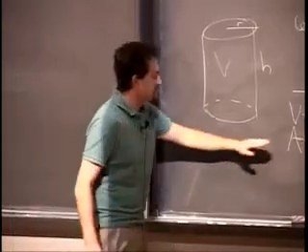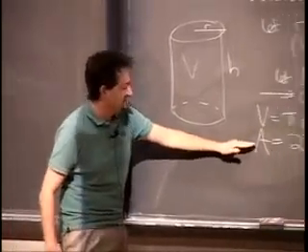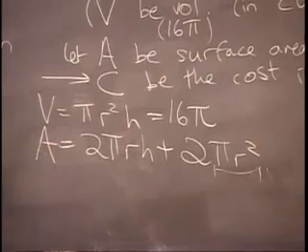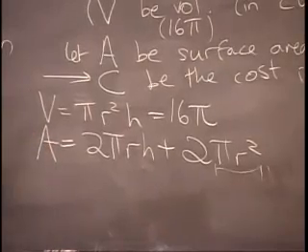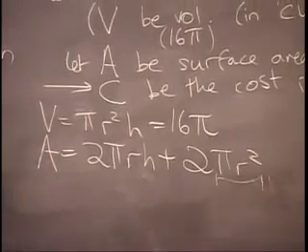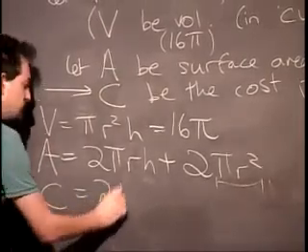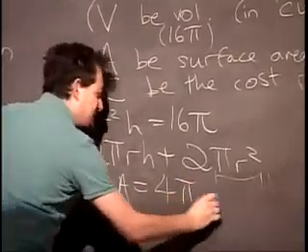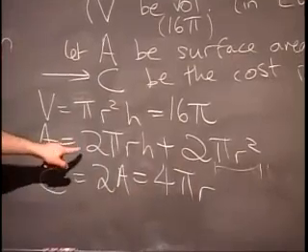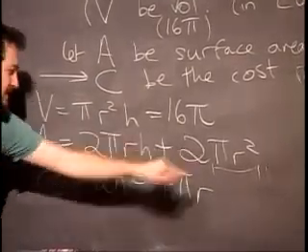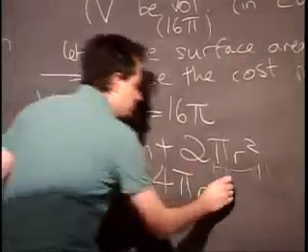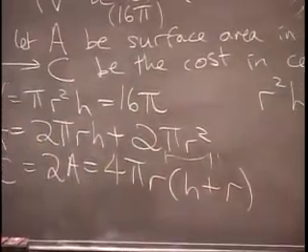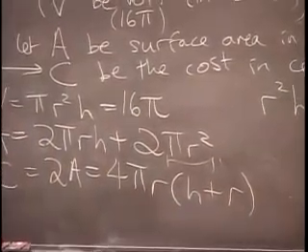So let us just go back to this A here and ask yourself, what is the cost? Well, that's the area in square inches. The cost is 2 cents times this. So since we're working in cents, the cost is just 2A, which is equal to 4 pi r squared. I'm going to take out a factor of, there's a factor of h and a factor of r. So the cost is 4 pi r times h plus r.